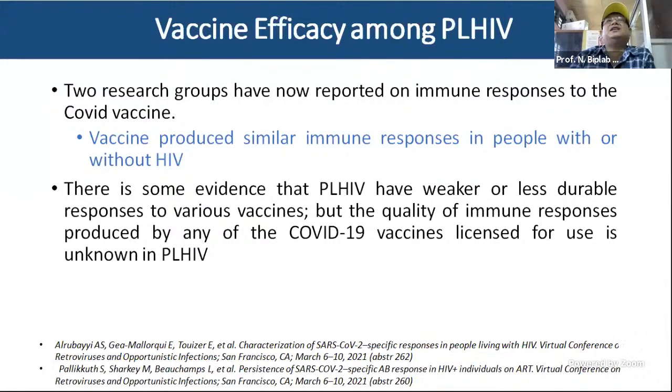Now, how is the efficacy of the vaccine in PLHIV? Two research groups have reported on immune response to the COVID vaccine. The vaccine produced a similar immune response in people with or without HIV. There is some evidence that PLHIV have a weaker or less durable response to various vaccines, but the quality of immune response produced by any of the COVID-19 vaccines licensed for use is unknown in PLHIV.